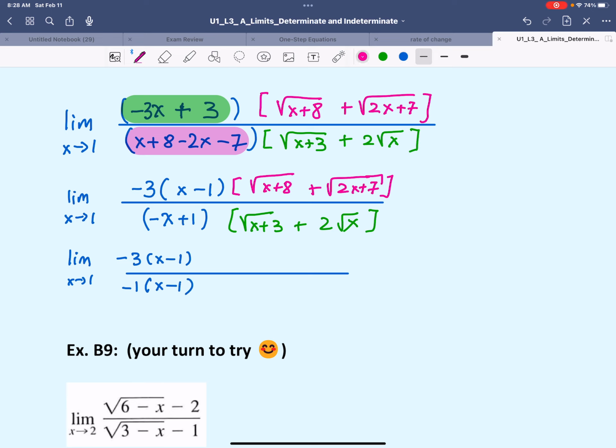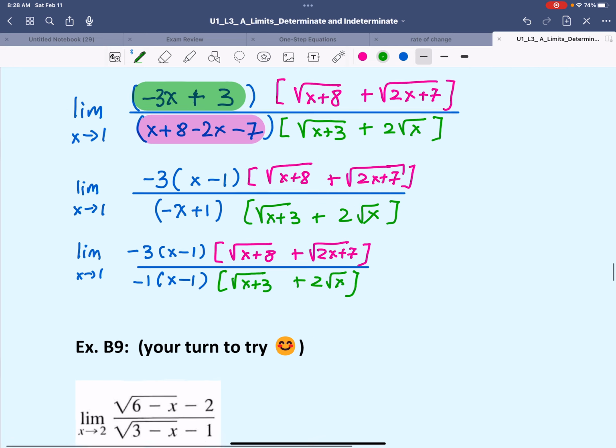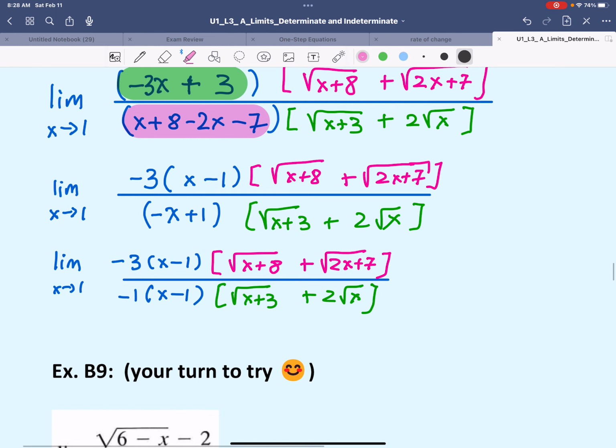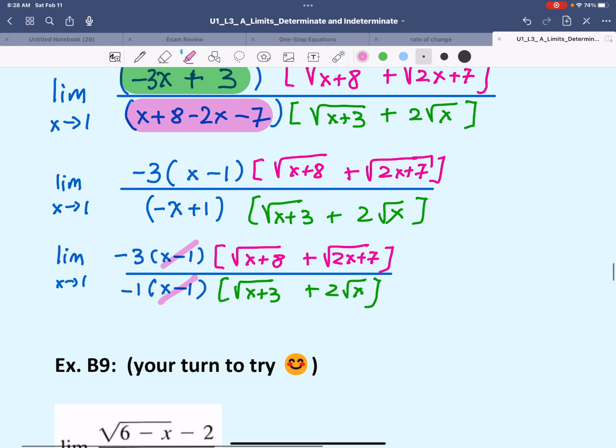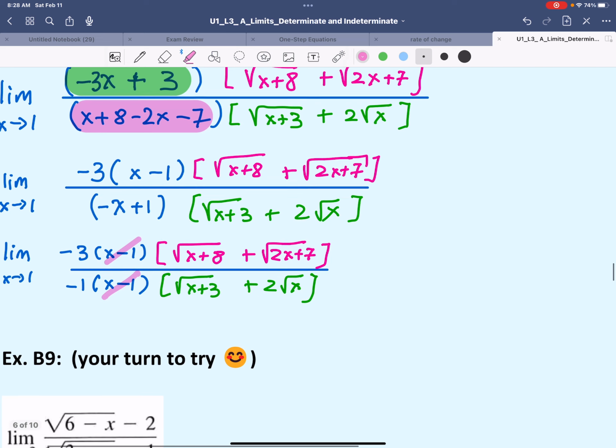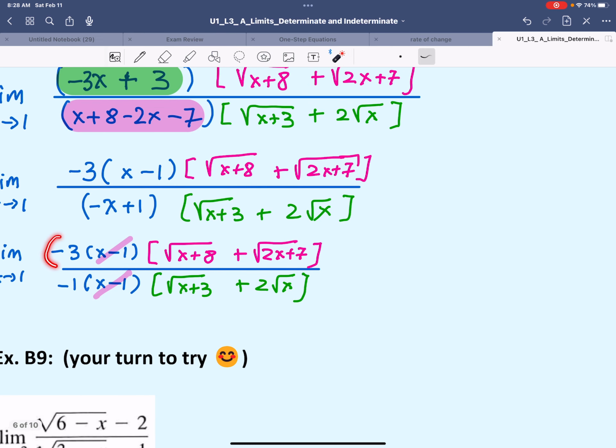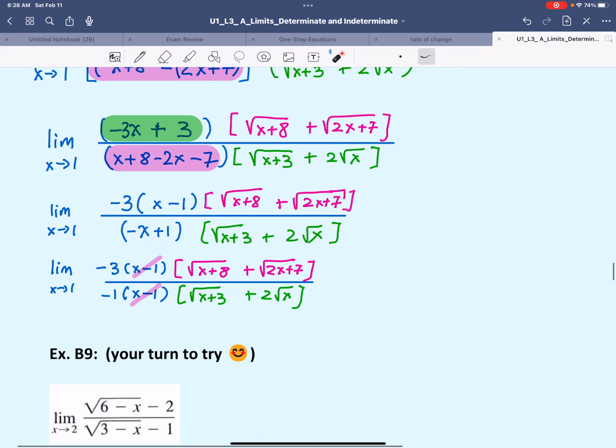And let's write one more time. Root of x plus 8 plus root of 2x plus 7 over root of x plus 3 plus 2 root x. And close the brackets. So now we're ready to simplify. This is exciting. Ready? So chop, chop. So they simplify. And another thing they probably need to take care of is negative 3 divided by negative 1. That would be positive 3.